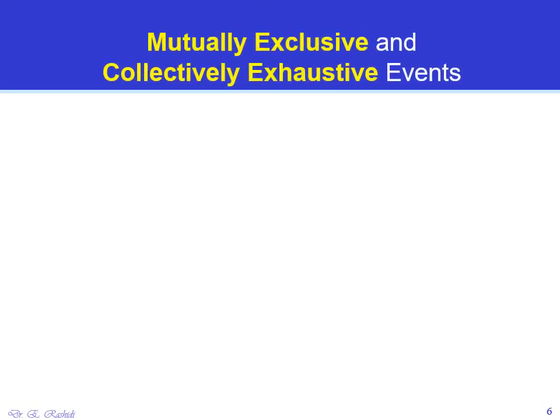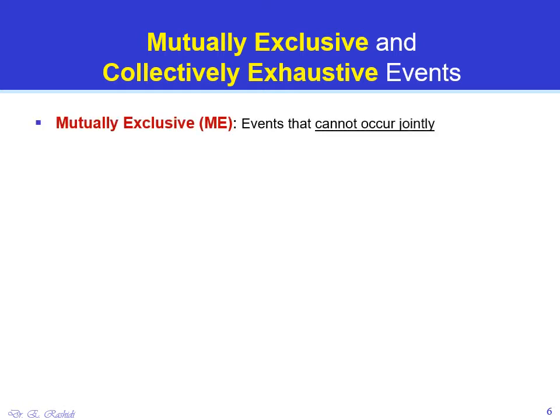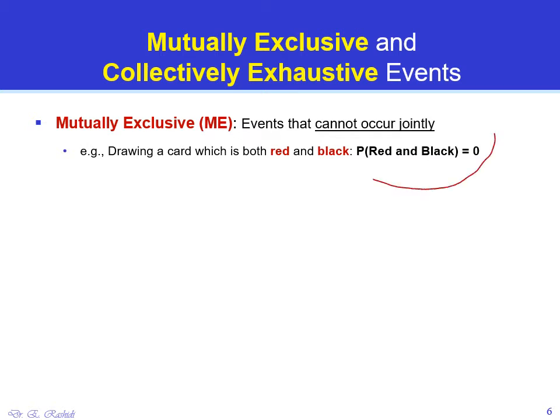Mutually exclusive and collectively exhaustive events. Mutually exclusive events are those events that cannot happen jointly, meaning they cannot happen at the same time. So every two events that cannot happen at the same time are called mutually exclusive. Let's see an example. If we draw a card, it cannot be red and black at the same time. That's impossible to happen. The probability of event red and event black to happen at the same time is 0.